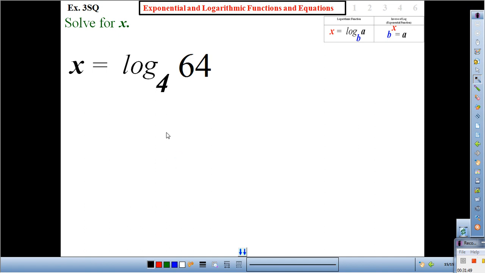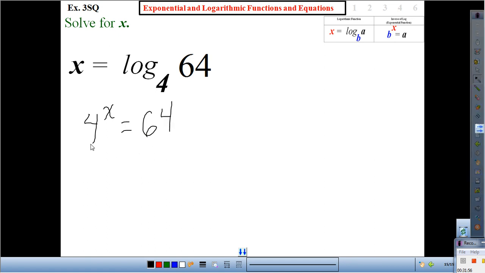All right, so let's rewrite it in exponential form. This is 4 to the x equals 64. All right, so what base does this one have? 4. So that means step 2, same bases. So can we divide 64 by 4? Yes, that is 16. How about 16 again by 4? Yeah, 4 and 4. Okay.